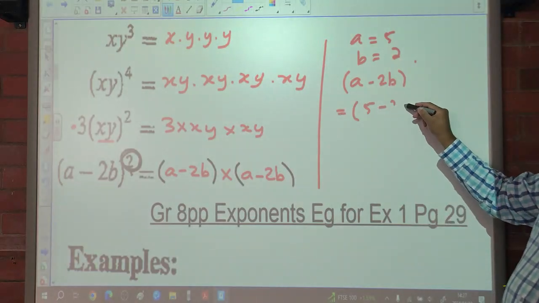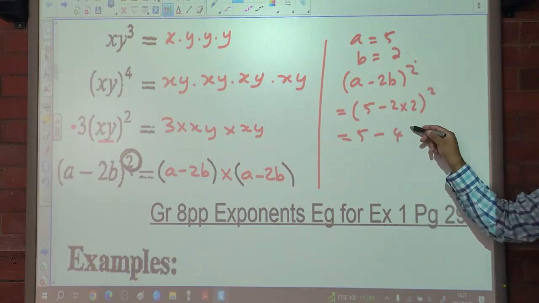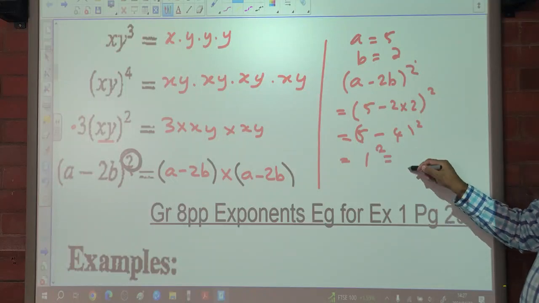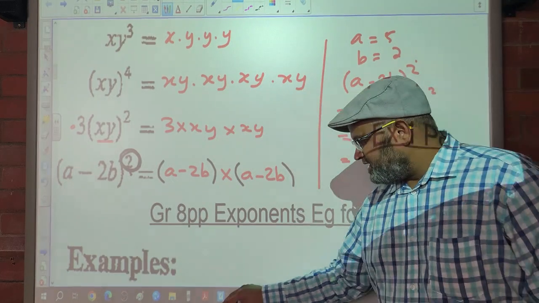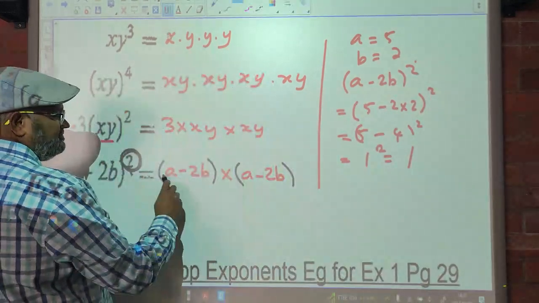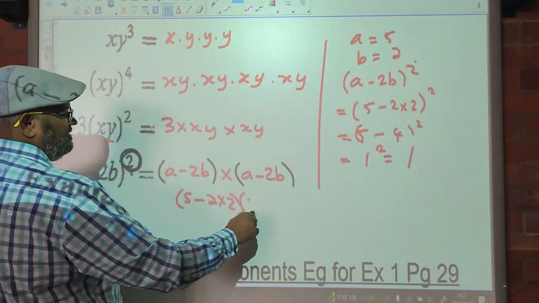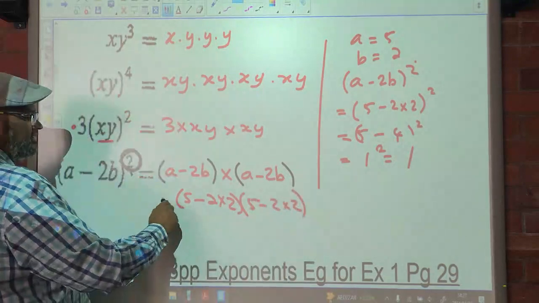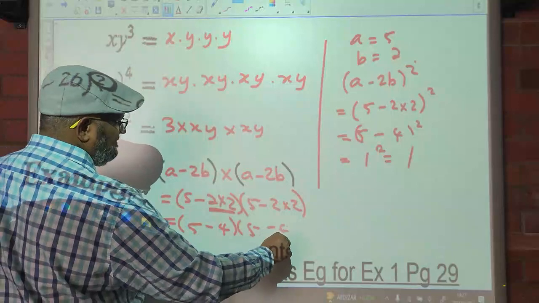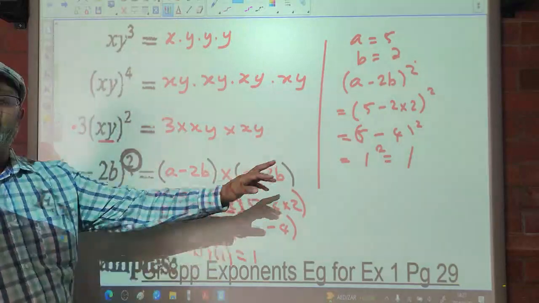So if I take the original sum, A minus 2B, all squared, I say 5 minus 2 times 2, squared. Which is 5 minus 4, squared. 5 minus 4 is 1, and 1 squared is 1. You all agree with that? So if you look at this answer here, 5 minus 2 times 2. What's 2 times 2? 4. So 5 minus 4 is 1. So 1 times 1 is 1. You see, it's the same answer.